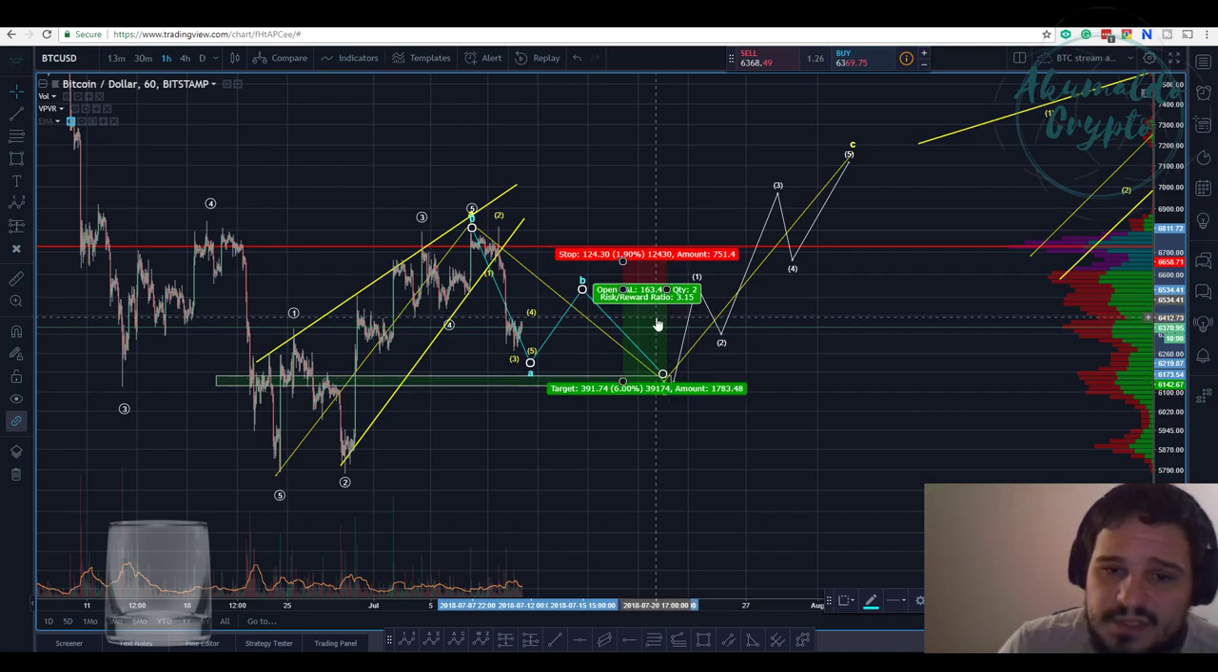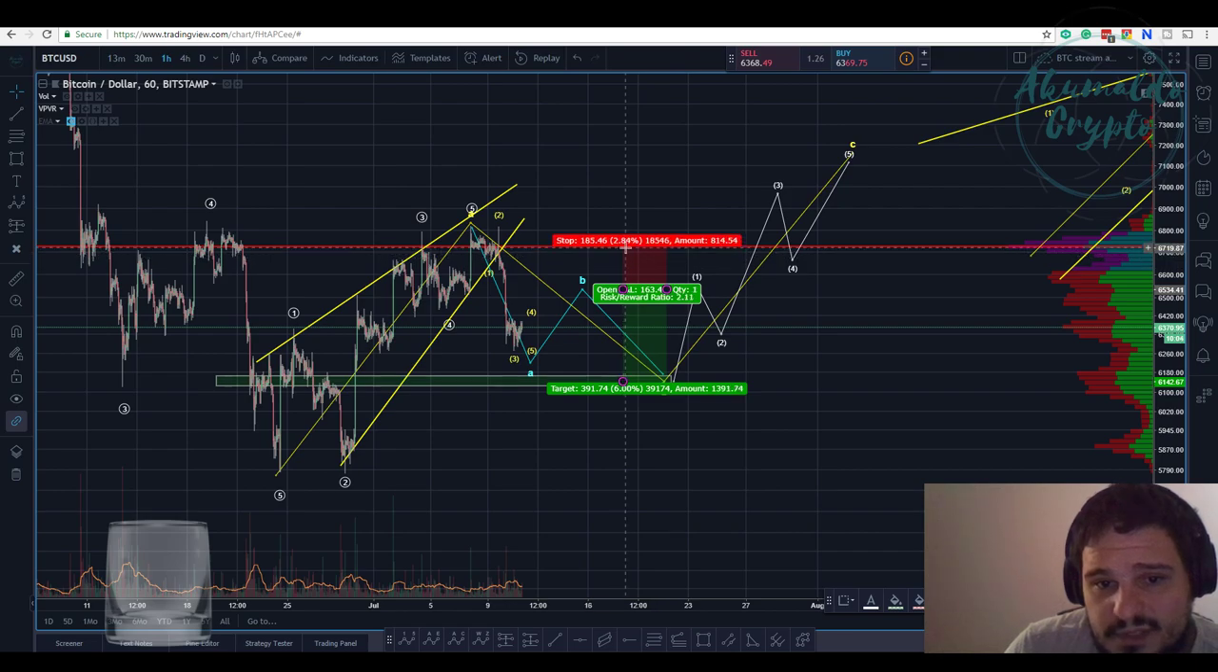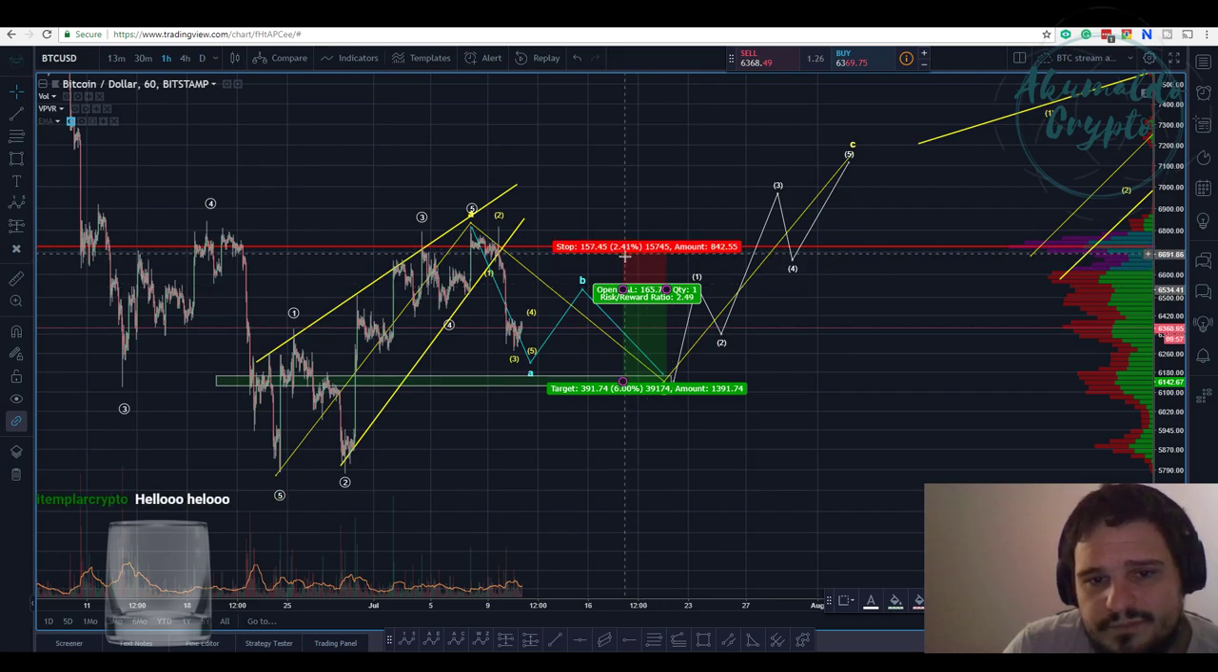This is a short, yeah. Then you put your stop loss a bit higher, then you see it's not a really good risk reward. No, I wouldn't short it either.